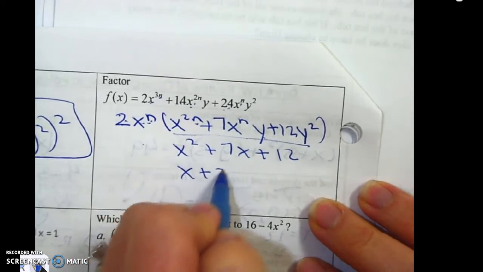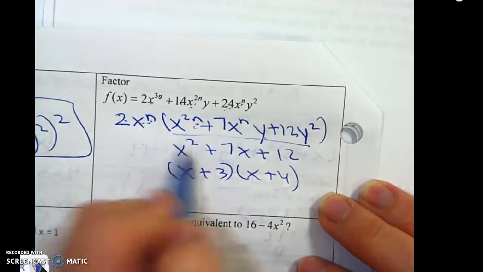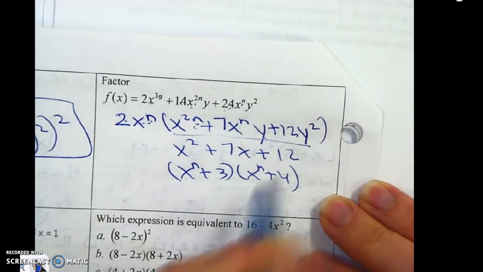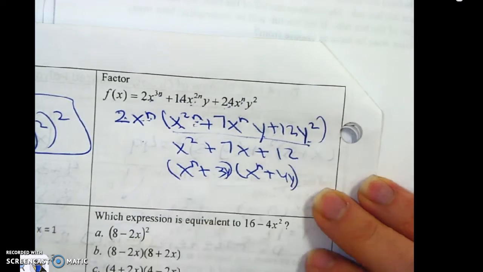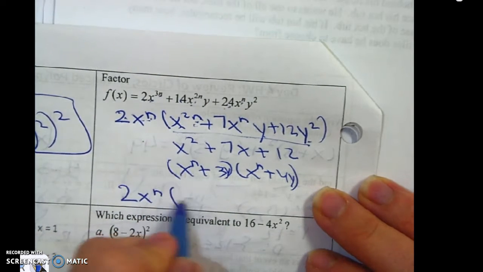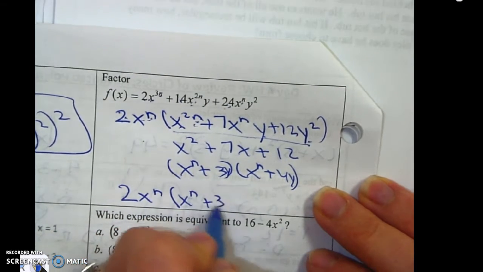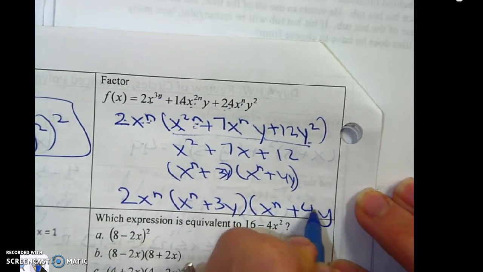2 numbers that multiply and add are x plus 3 and x plus 4. But it's really to the n, so x to the n. And then there's also a y, not on the front end, but on the back end. So more neatly, I will write my answer as 2x to the n, parentheses, x to the n plus 3y, x to the n plus 4. Oops, yeah, we're good.